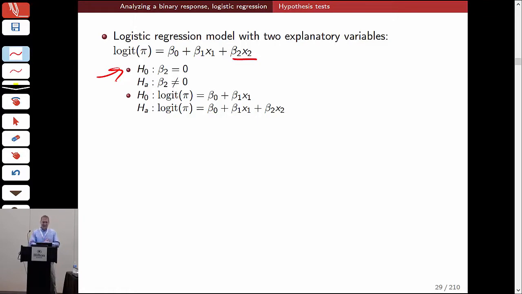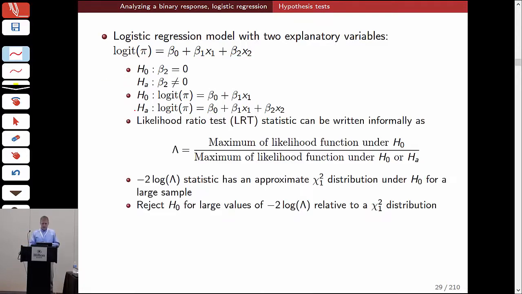Let's do a hypothesis test for beta 2 is equal to 0 versus beta 2 does not equal 0. And what that equivalently can be represented as is, in H0 you have a model without x2 in it, and in HA you have the model with x2 in it. And the best way to do this hypothesis test is to use a likelihood ratio test. Simply put, the likelihood ratio statistic itself has in the numerator the maximum possible value that your likelihood function can take on if this model with just x1 in it was correct.